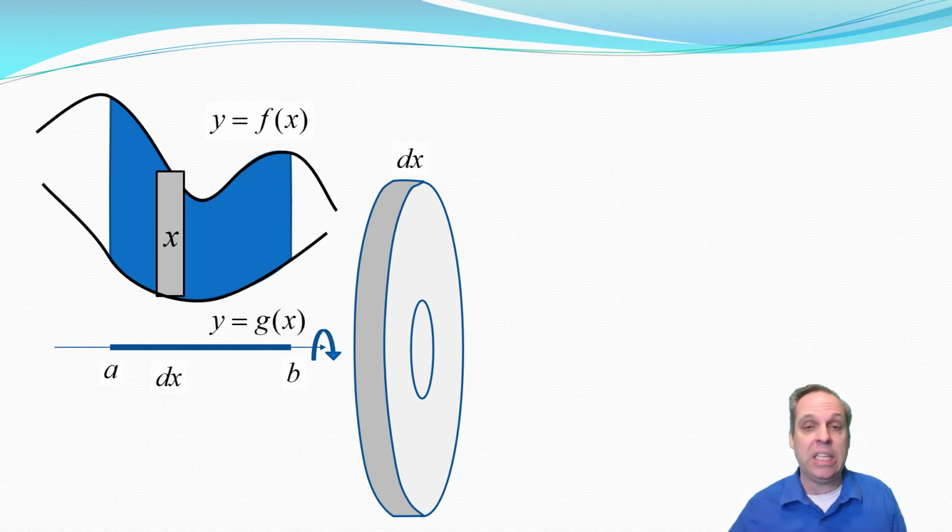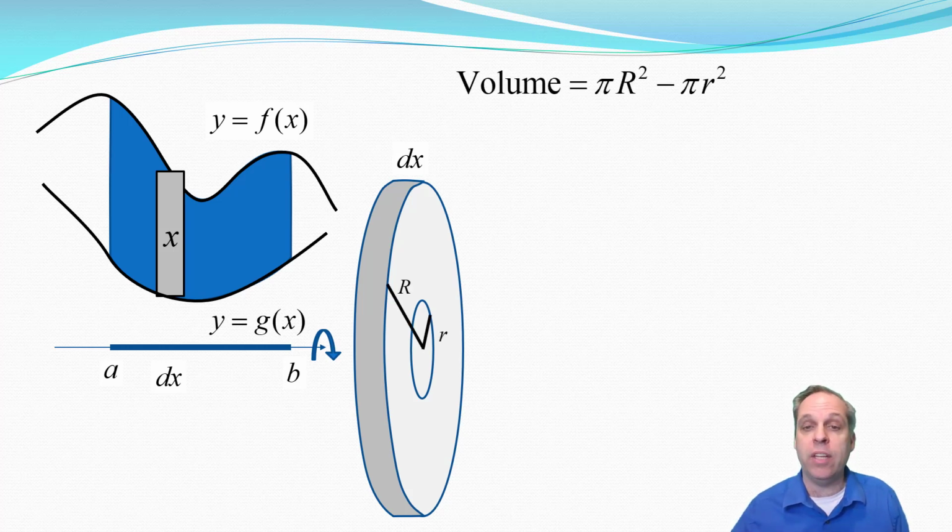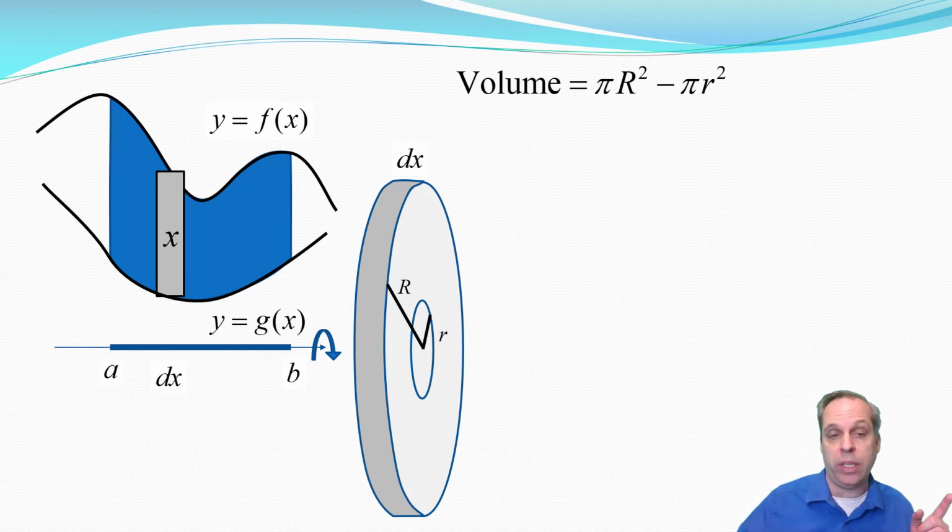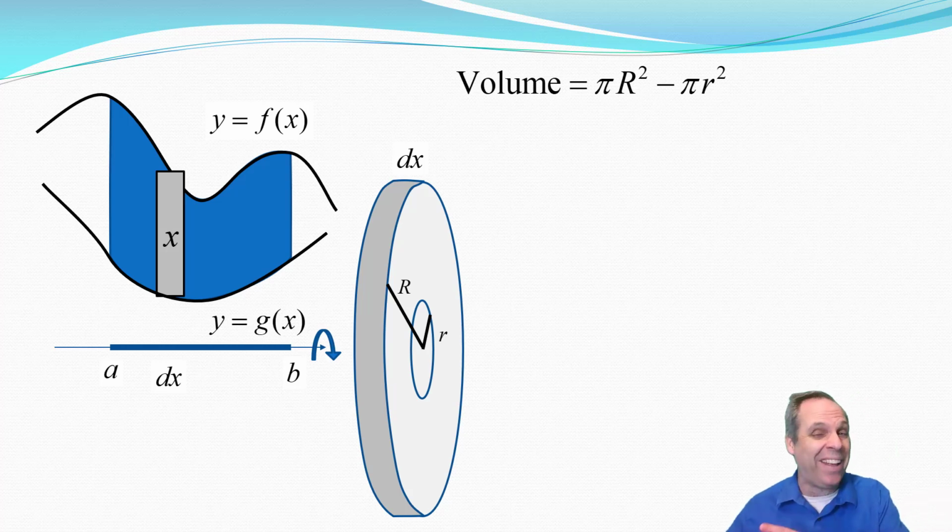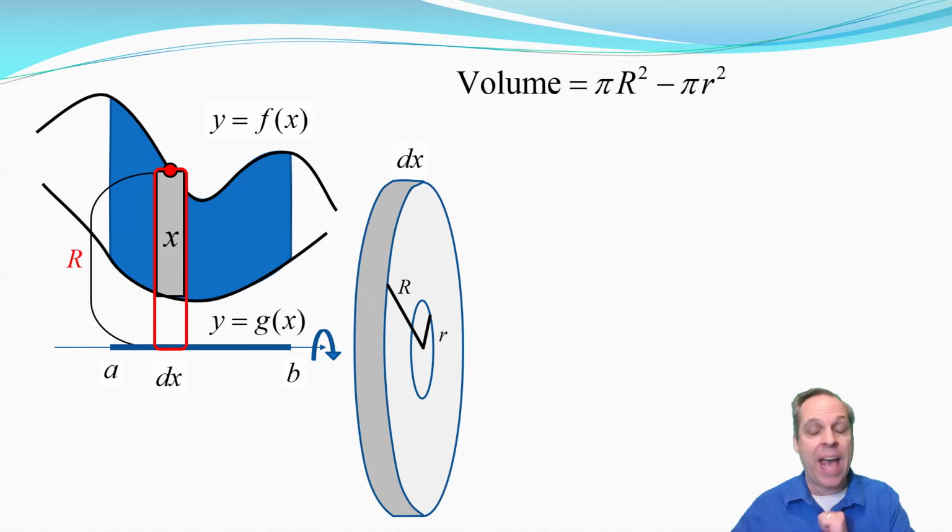To do so, I need the two radii of the circles that define this particular washer, the outer radius and the inner radius. We'll call them capital R and little r. So the volume of that washer would be pi times the outer radius squared minus pi times the inner radius squared. All I've got to do is figure out where those distances are in the picture. Now, unlike every other time, normally this would be the height of the rectangle. It's not this time, because it's from the outermost point of the rectangle to the axis. So that would be that one.